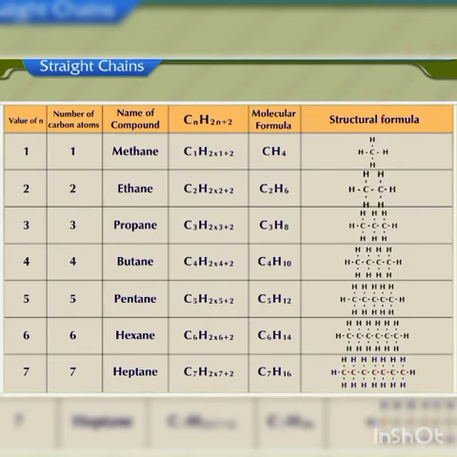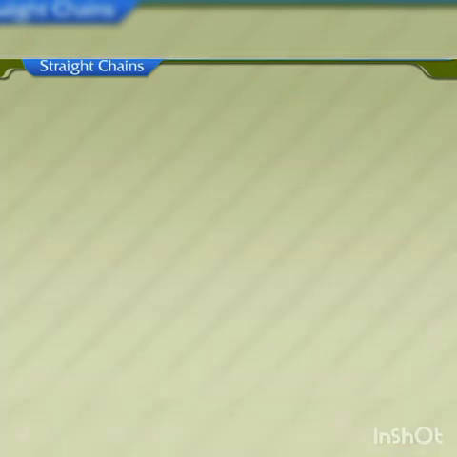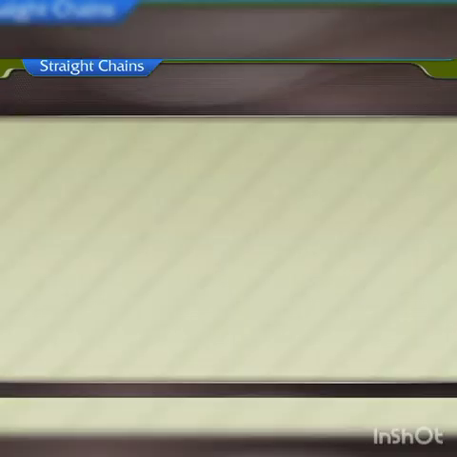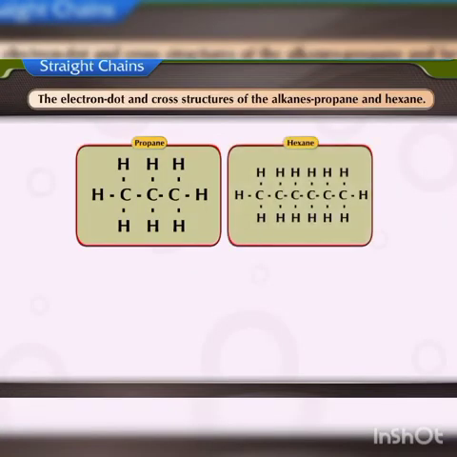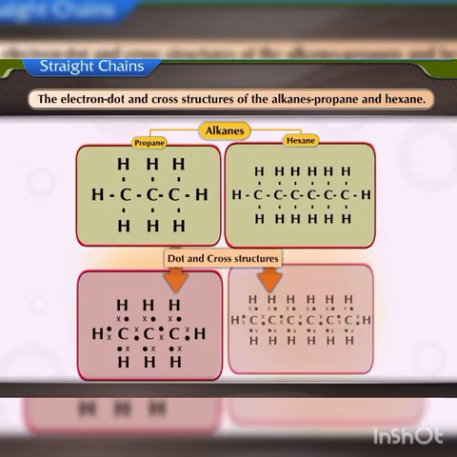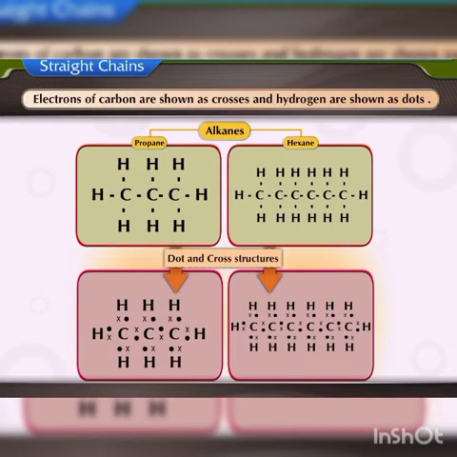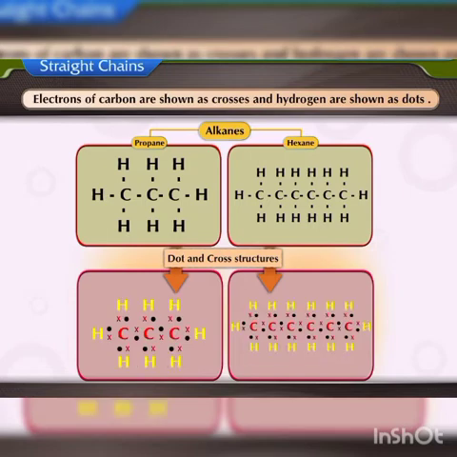In all the examples which we have seen, the carbon atoms are in the form of a continuous chain. Such compounds are called straight chain compounds. Let us see the electron dot and cross structures of the alkanes propane and hexane. Electrons of carbon are shown as crosses, and the electrons of hydrogen are shown as dots.